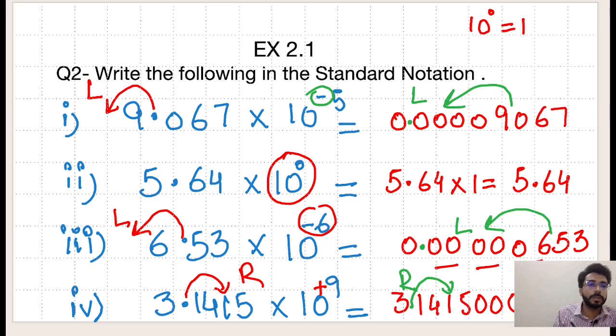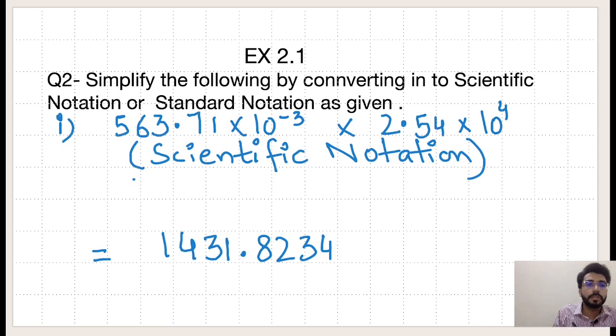So let's move to the next question. The next question is question number 3. This is not question number 2, this is question number 3. In question number 3, simplify the following by converting into scientific notation or the standard notation as given in the questions. In this part, we have been given a question. We have already been told to convert this question into scientific notation in the final answer. Now let's start the question. First of all, observe the question.